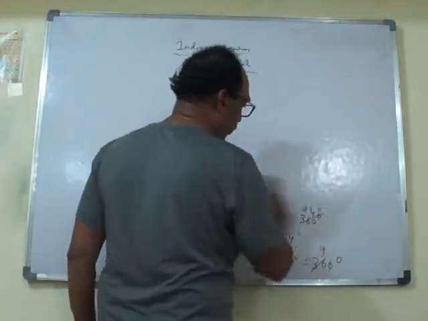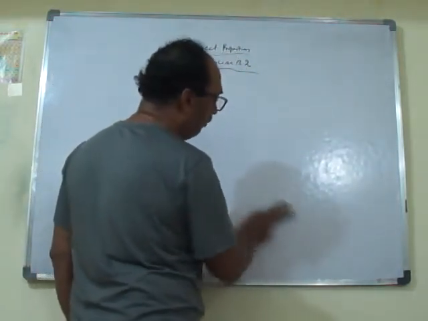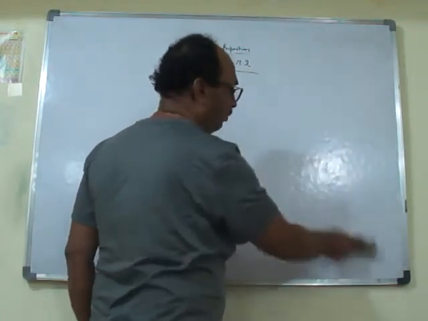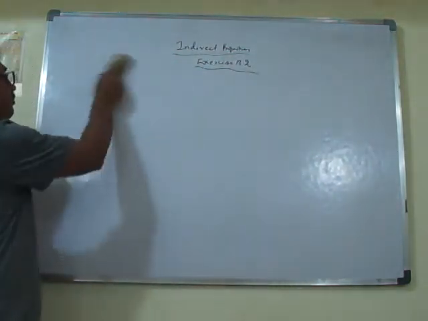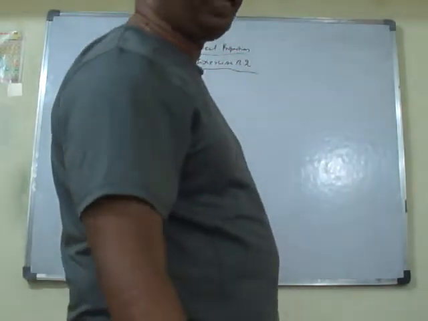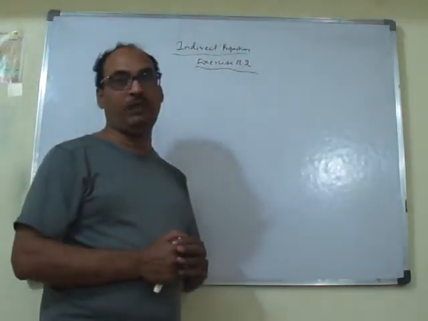So indirect proportion we all are studying. In indirect proportion we have to keep in mind what formula we have to apply. We have to apply that xy is equal to k. And when direct proportion will be there, x1 by y1 is equal to k, then x by y is equal to k. That formula we have to apply.